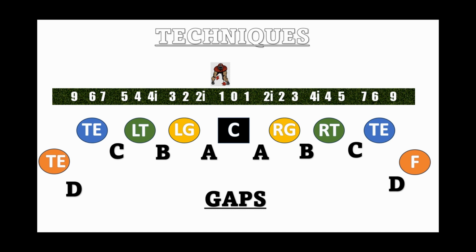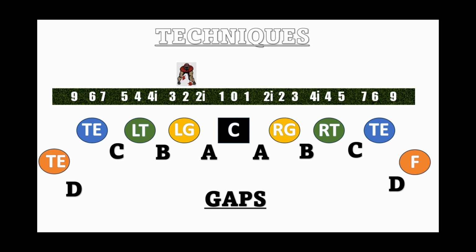Then we continue on with our numbers. Sometimes they call it a zero shade, but really one technique is the most common term, meaning that the defensive player's head would probably be aligned on the outside shoulder of the center. Or sometimes my inside shoulder pad on the defense would be aligned on the outside shoulder pad of the offensive player. That's called a one technique.